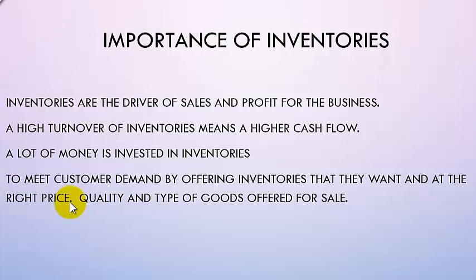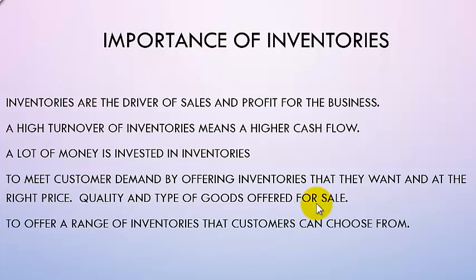So if we have what people want at the right price, obviously they're going to buy. And in relation to that as well, it's the quality and type of goods offered for sale that are crucial in this. If we don't have things that people want, then we're going to have inventories lying about, not turning over quickly, and we're not making money.